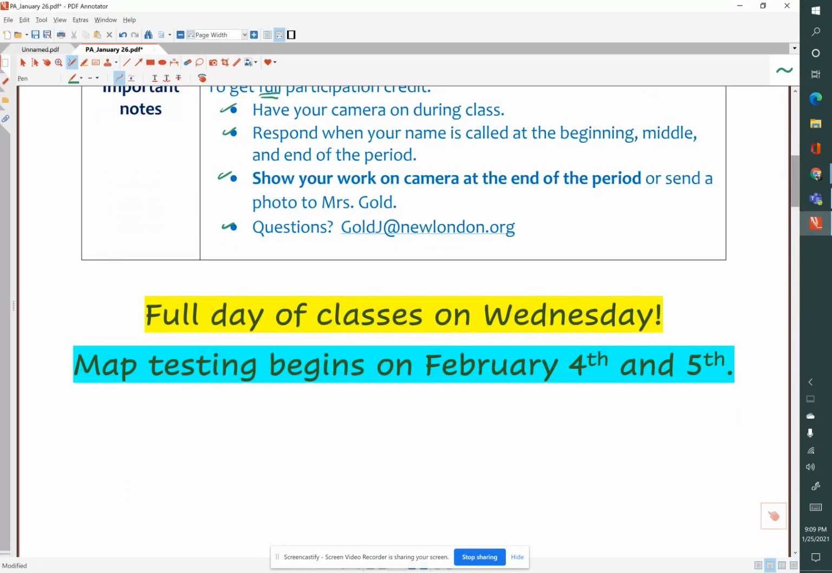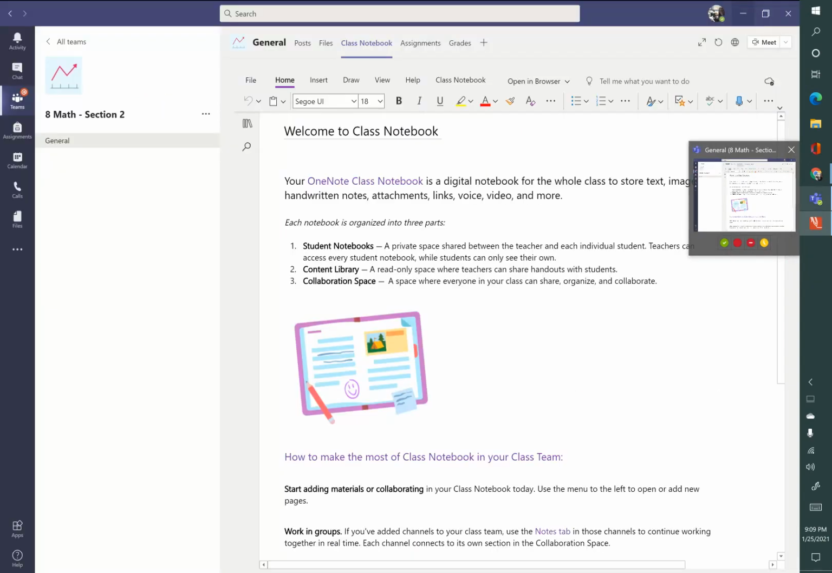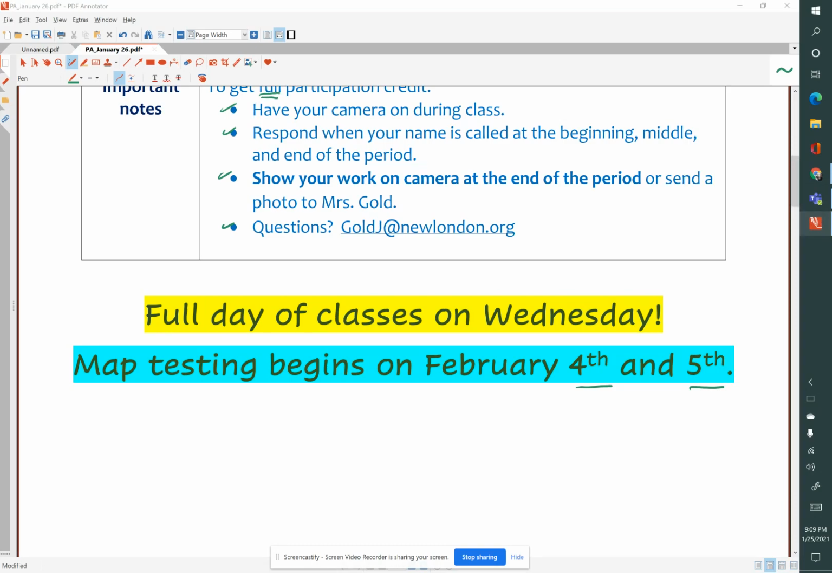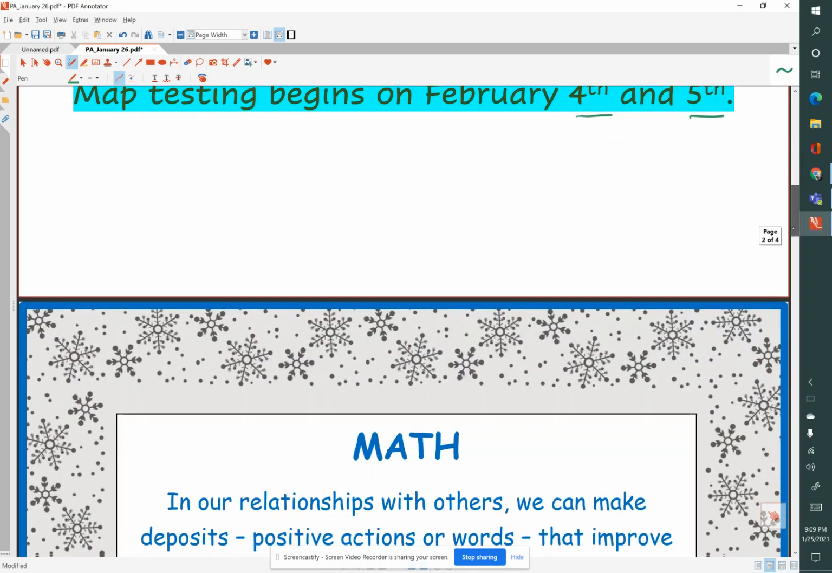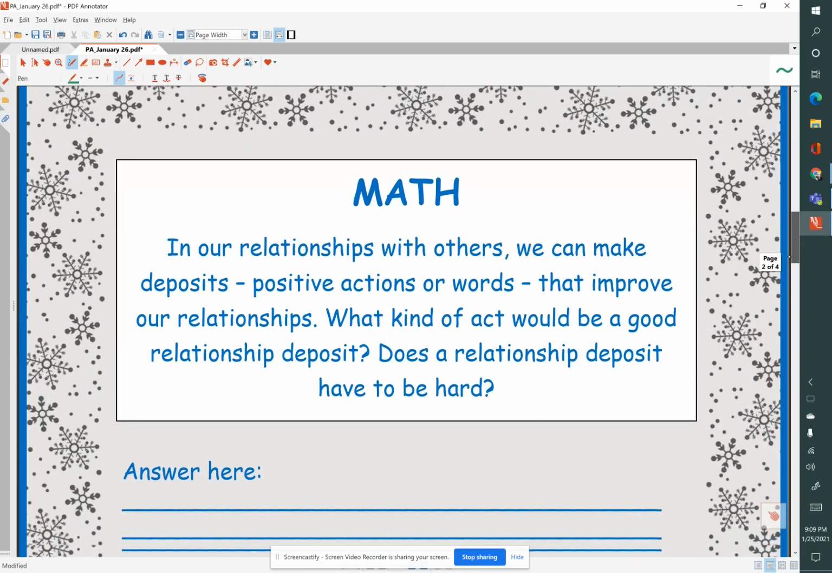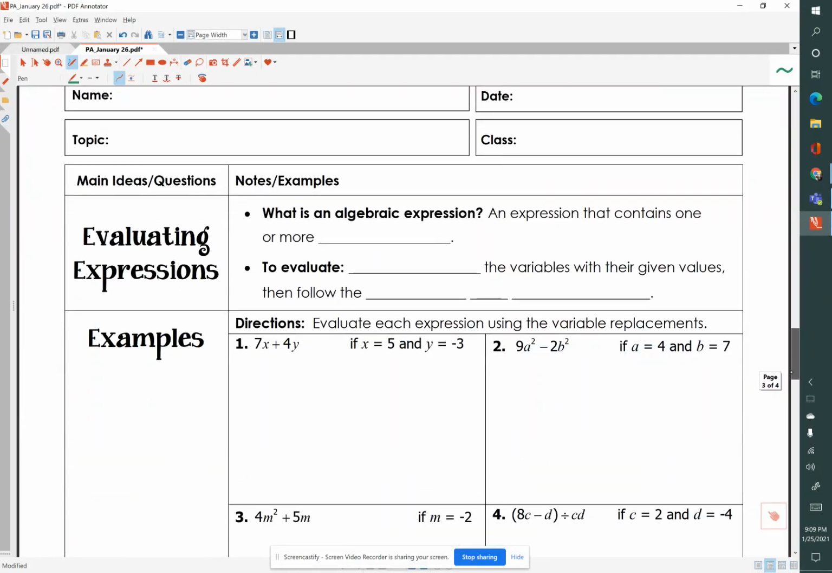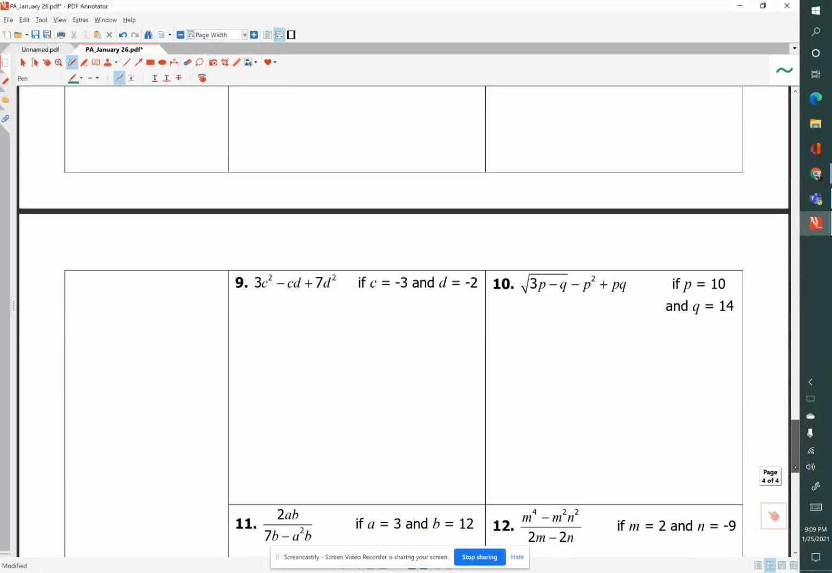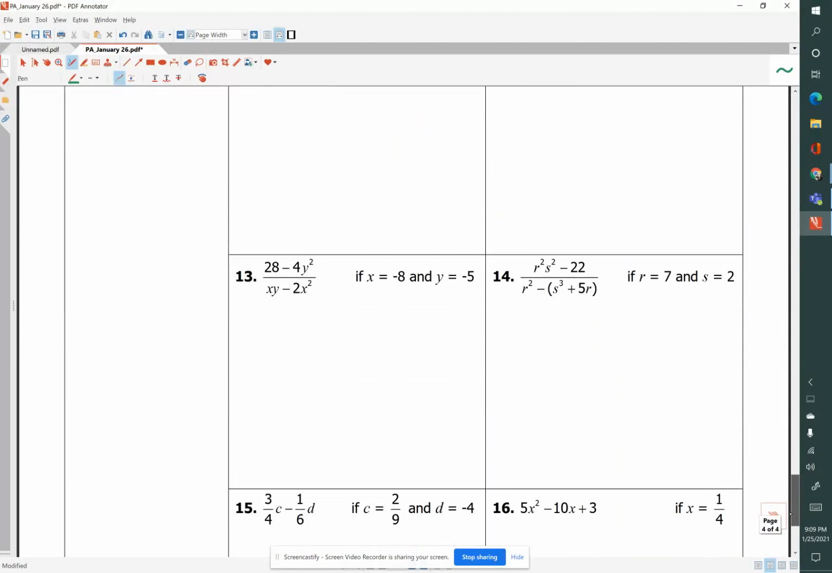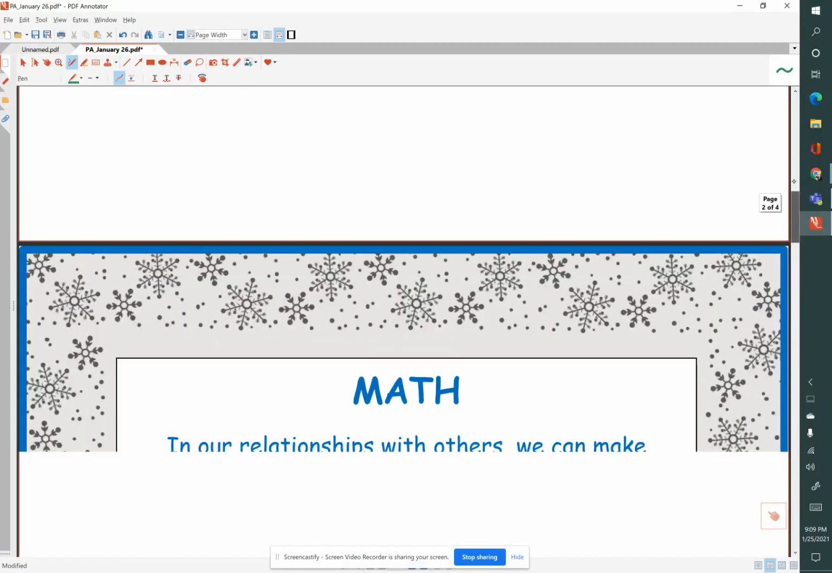Reminder that we still are doing full days of classes on Wednesday, even while we're distance learning. And we are going to begin map testing on February 4th and 5th. And I'm excited to see how much you've learned this year in math. So I'm excited to see how well you do. So there's our do now, our exit ticket, and these are the 2 pages that we will be working on today. So we have 16 problems.